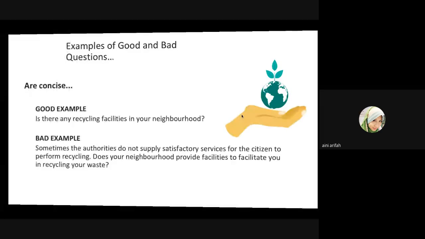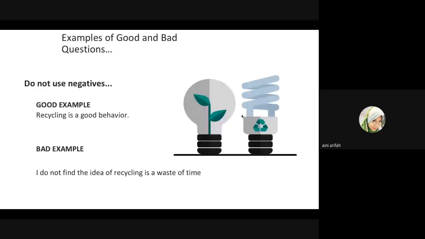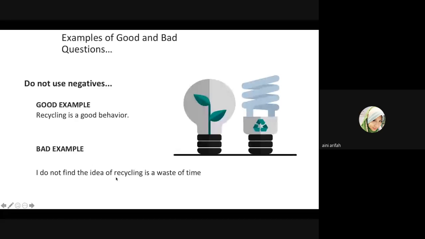Okay, the next one is do not use negatives, or double negatives. Okay, I'll give you an example of double negatives. I do not find the idea of recycling as a waste of time. So you have "I do not find", which is negative, and "a waste of time" is another negative statement. So when you have these two together, it's very awkward. Instead: recycling is a good behavior. As simple as that.